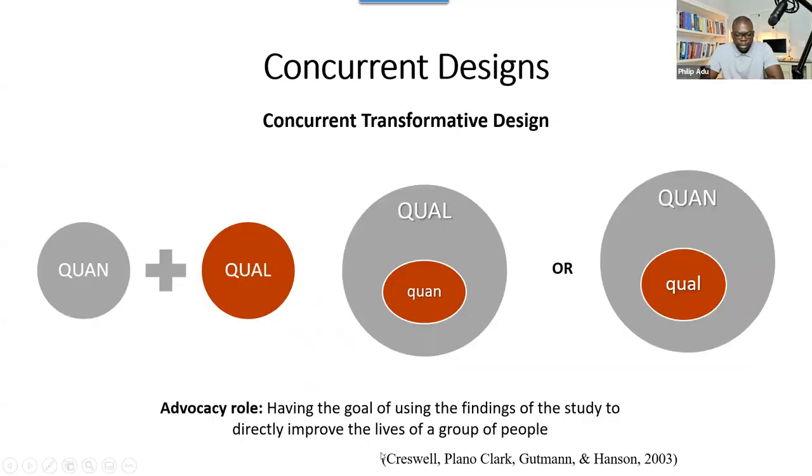For the advocacy concurrent transformative design, the researcher is playing an advocacy role. This means that he's doing research to help to improve the lives of a group of people. But they can use concurrent triangulation design. They can use the concurrent nested design, right? At the end of the day, what makes this one different from the other two is the use of the findings to improve the lives of participants.